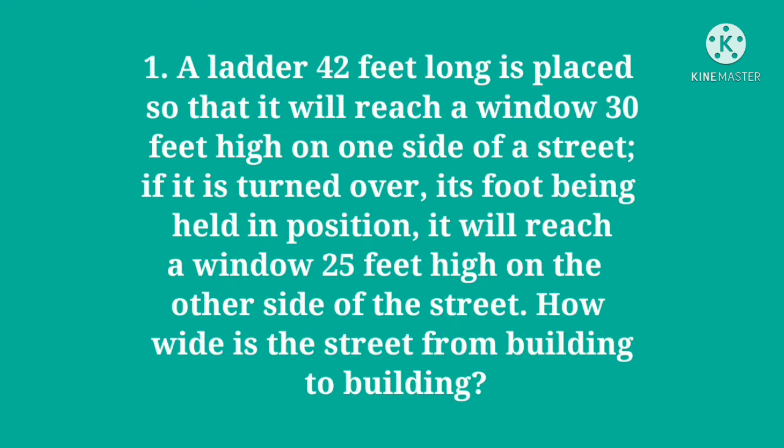For problem number 1, a ladder 42 feet long is placed so that it will reach a window 30 feet high on one side of a street. If it is turned over, its foot being held in position, it will reach a window 25 feet high on the other side of the street. How wide is the street from building to building?